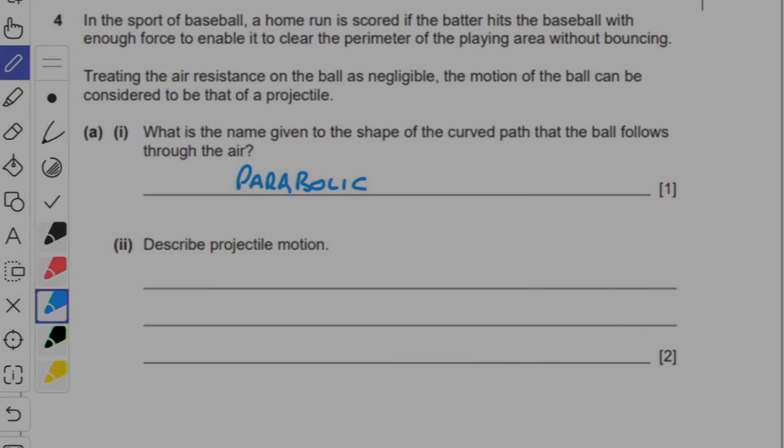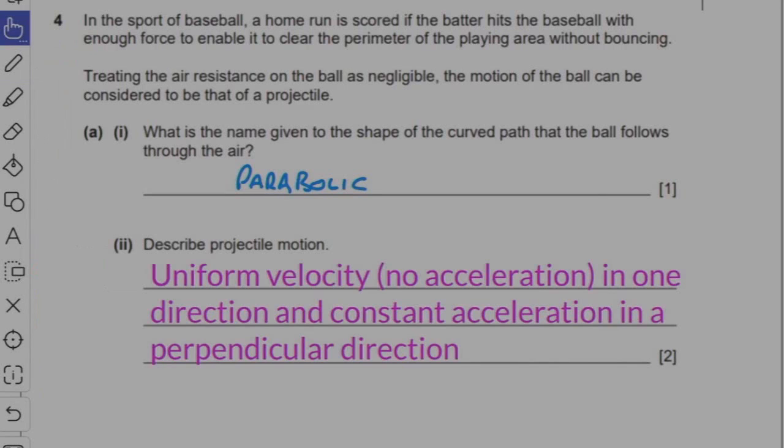And as far as the description is concerned, remember the description of a projectile motion is that you have two sort of independent motions perpendicular to each other. You have one direction where there is only constant speed, and a perpendicular direction where there is constant acceleration. So you're describing two perpendicular motions with very specific properties: one that has only a uniform velocity and one that has a uniform acceleration, constant acceleration.